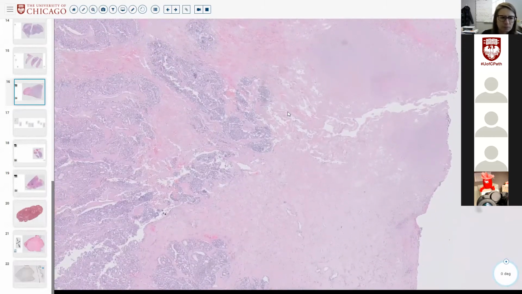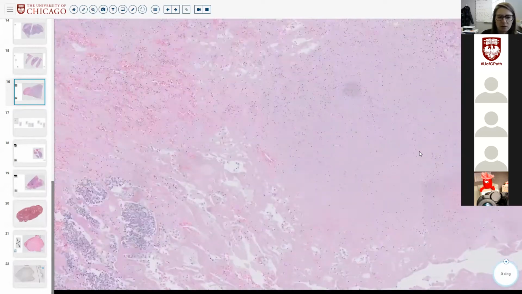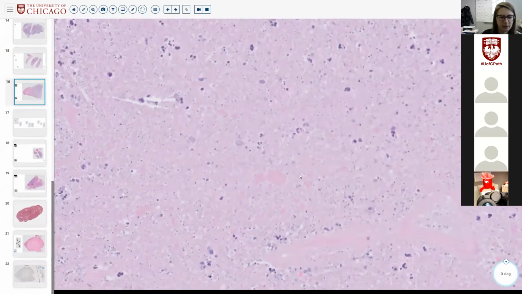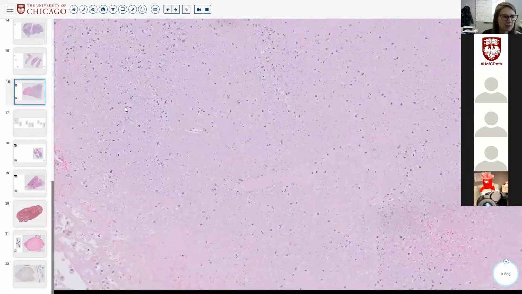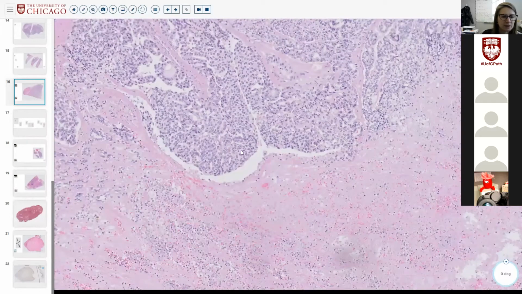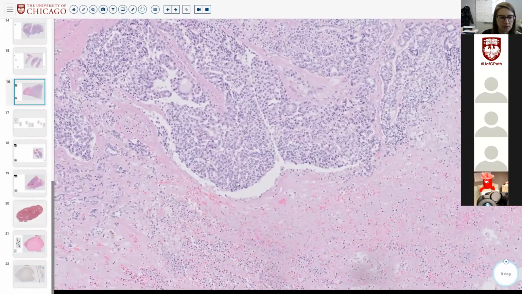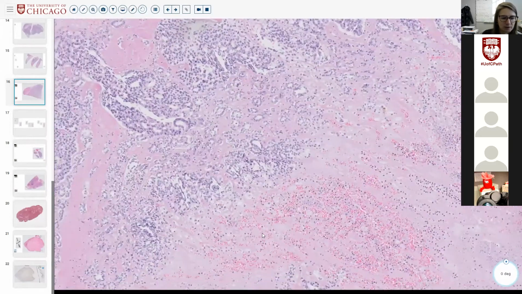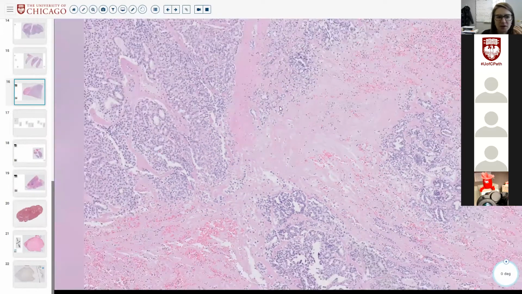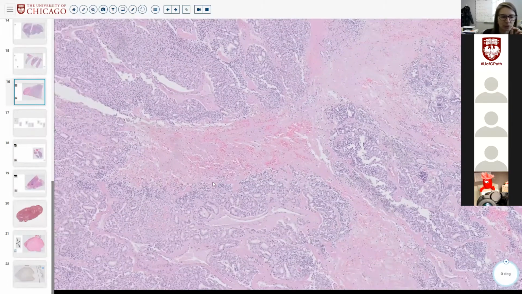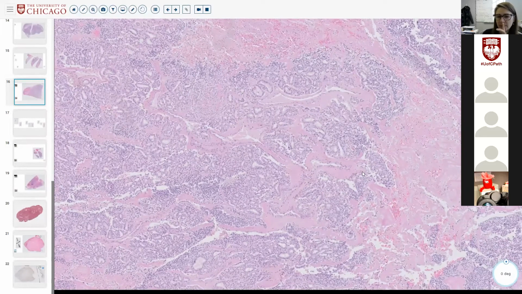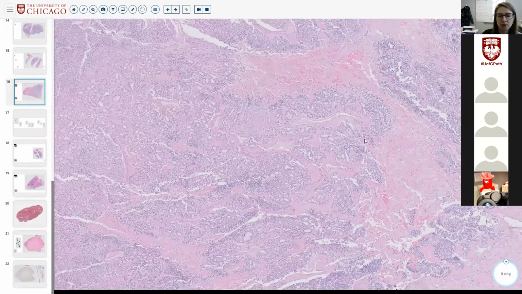So here's this grungy karyorrhectic debris with maybe ghost cells, and it is surrounded by just completely viable tumor, right? There's no actual fibrosis. There's no histiocytes. It's just this grungy stromal material that's in communication with viable tumor cells, right? So to me, this is what you're saying of rapid growth necrosis. This is true tumor necrosis.